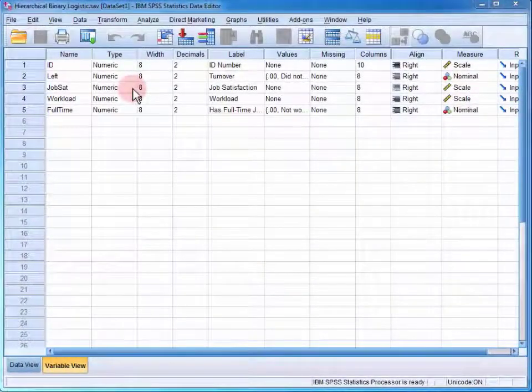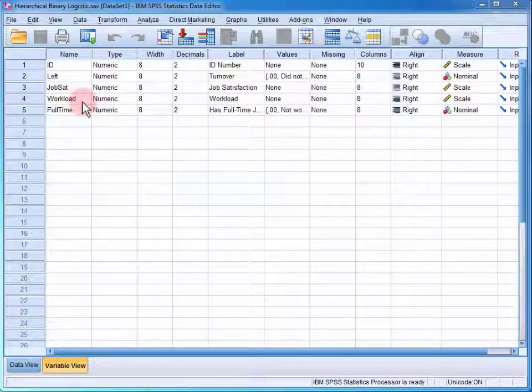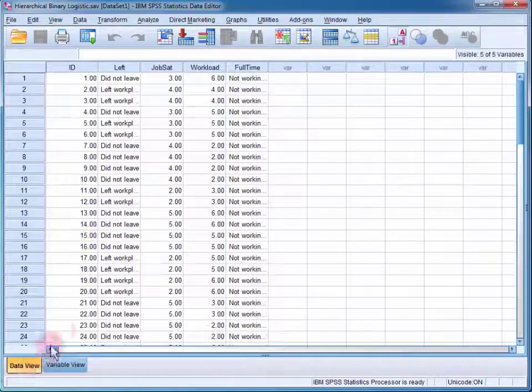In the data file, we have 4 variables of interest. First, whether or not the employee has left the workplace, their level of job satisfaction and workload, and whether or not the employee was full-time. We can see that our outcome variable, whether or not the employee has left the workplace, is a nominal or dichotomous variable. If I change to the data view, I can see that the first employee did not leave the workplace, had a job satisfaction level of 3, a workload level of 6, and did not work full-time.